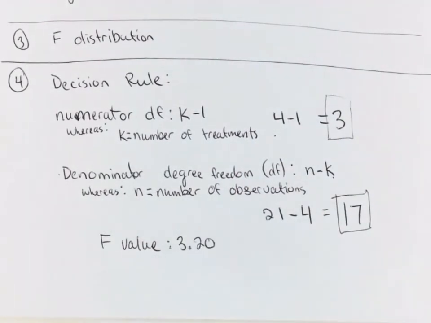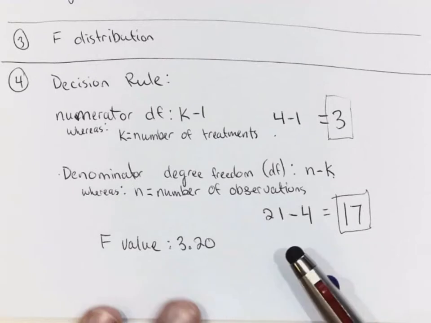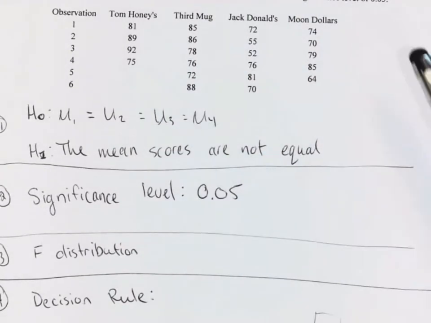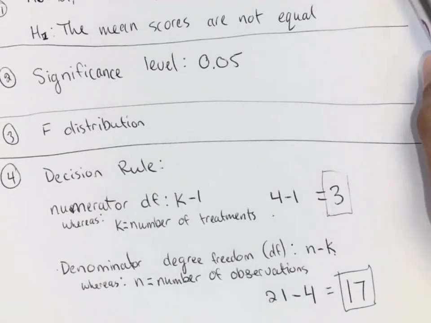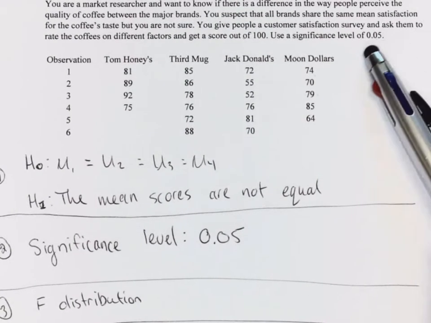So if our F value exceeds 3.2, we will reject the null hypothesis. In layman's terms, if our F value is higher than 3.2, the probability of getting this specific set of samples is so low, well, it would be under 5% because we've set our significance level at 5.